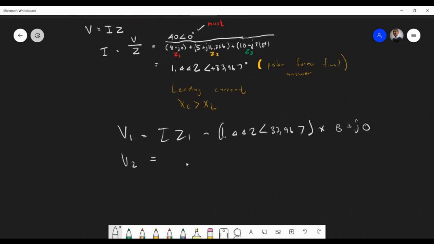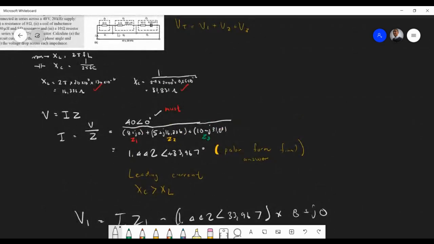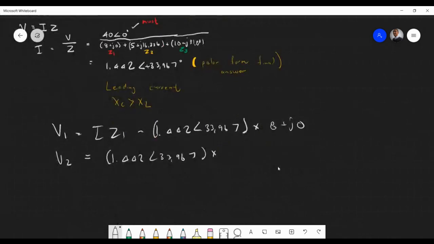For V2, we take the same current, 1.442 at 33.967, and we multiply by the second load, which is represented by that whole thing, and that's going to be 5 plus j16.336. So I hope you guys are following me here.